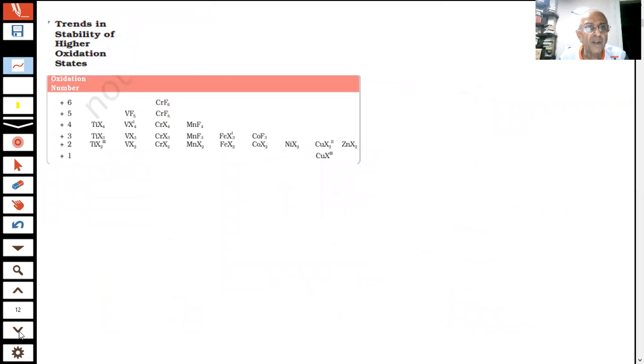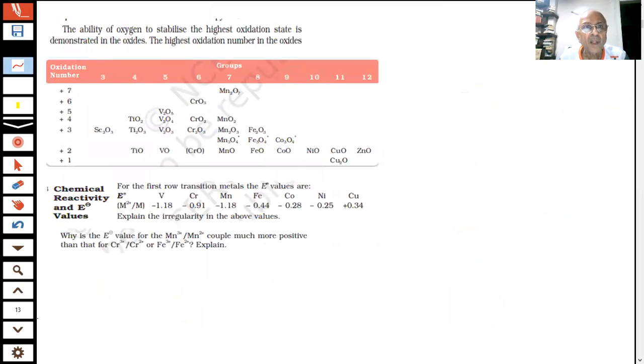Before this, I have one or two more questions. For example, this question was given: for the first row transition metals, the E0 values show irregularity. Explain the irregularity. This was given in the paper. Why is the irregularity there? We have answered this question: there is an irregularity in the ionization enthalpies and the hydration enthalpies. This was question 1.